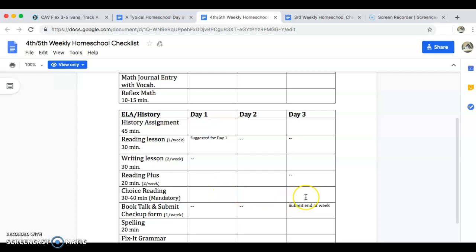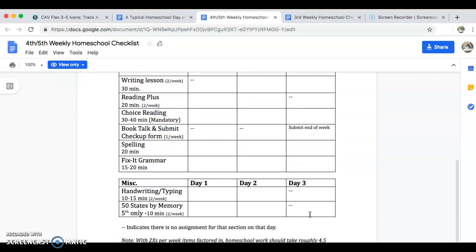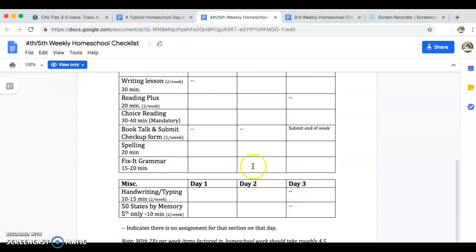Choice reading is happening just like the 3rd grade one, Book Talk once a week. And then 4th and 5th grade have separate components for these other pieces. So there is spelling 3 days a week. There's Fix-It Grammar 3 days a week. And then there is handwriting or typing, depending on what's assigned for the unit, twice a week. And then 50 States by Memory is 5th grade only, and that's happening a couple times a week.